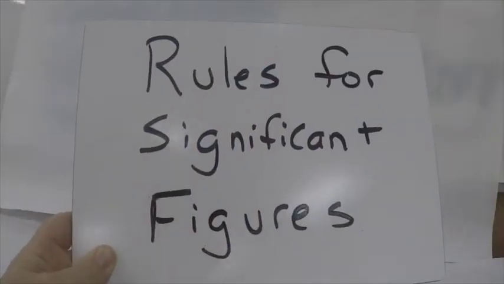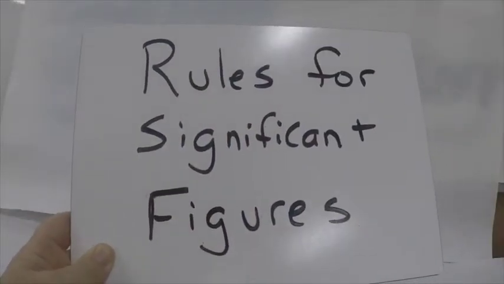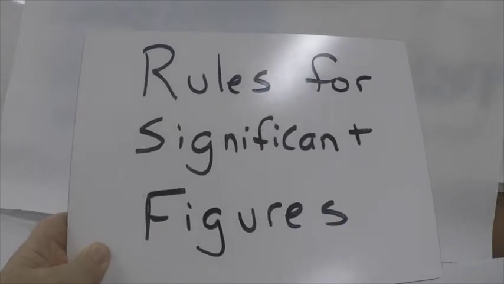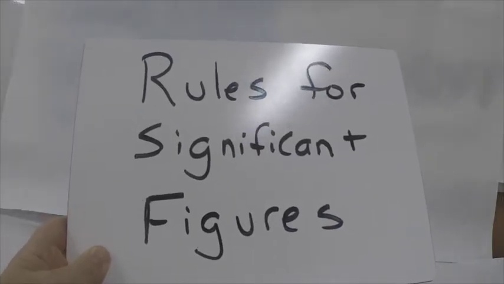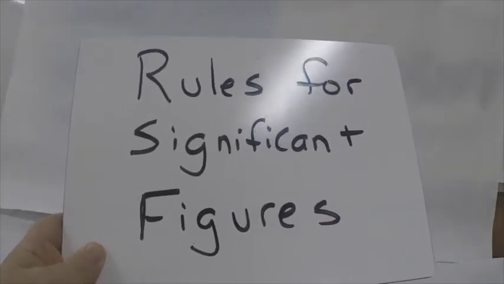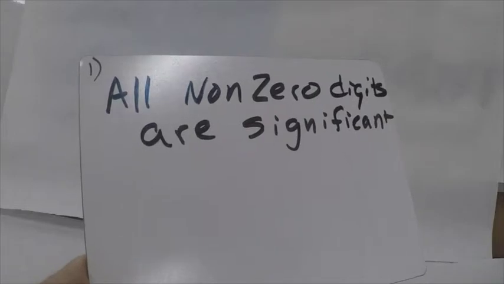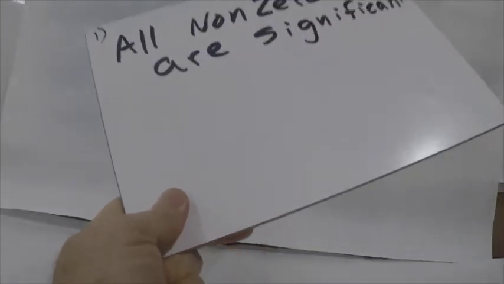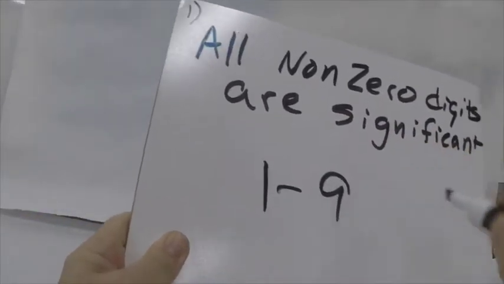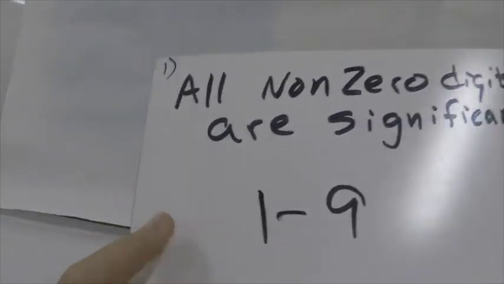Okay, all right, so here are the rules. Put these in your lab notebook. You will want these rules written down. Rule number 1, all non-zeros are significant. That means the numbers 1 through 9, every single number in there is significant.